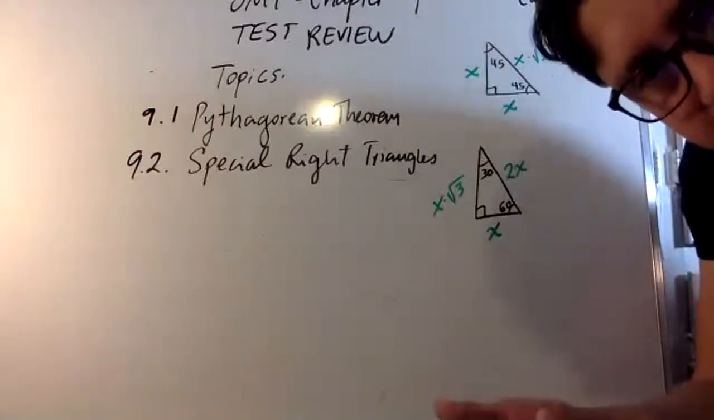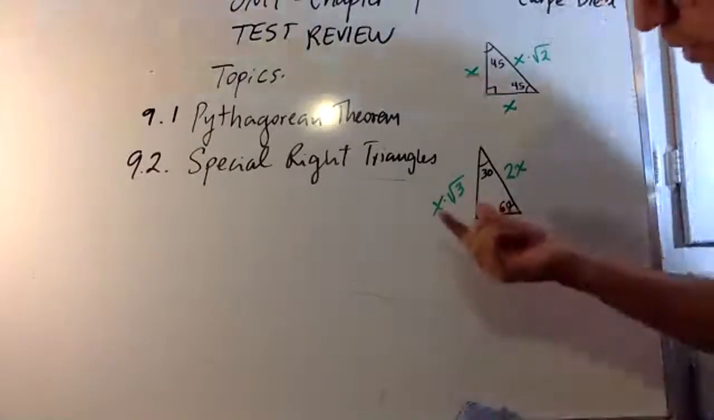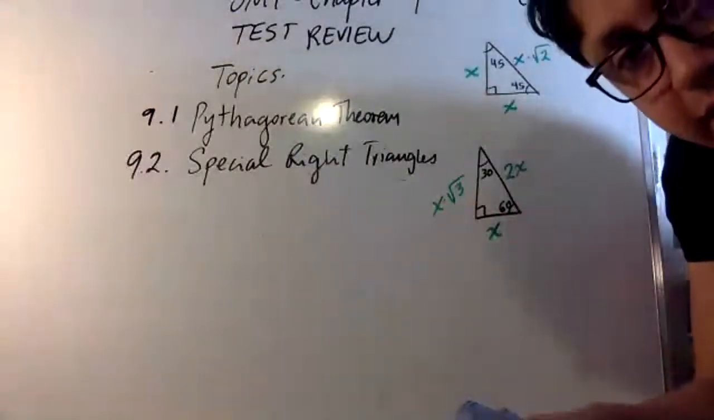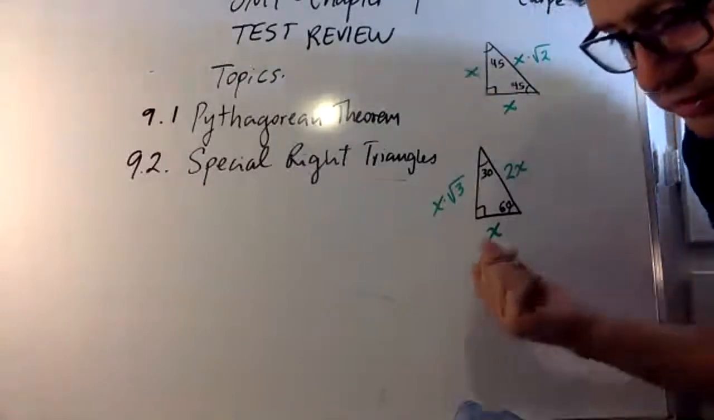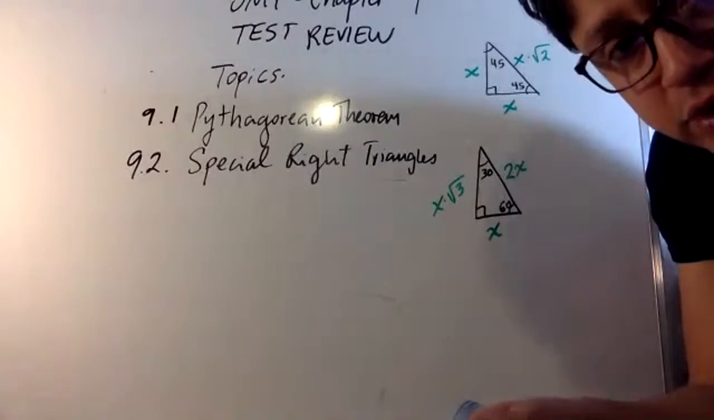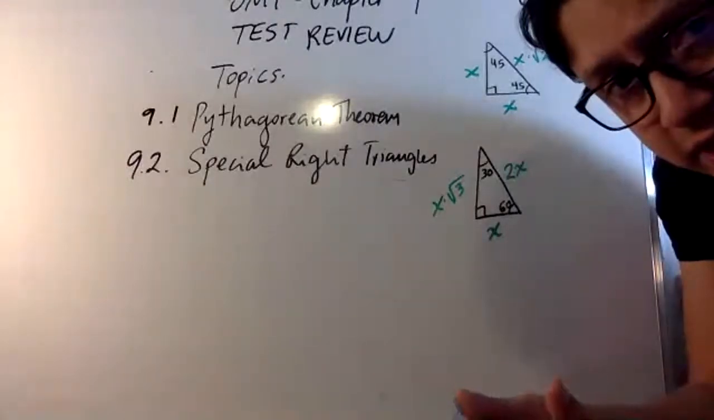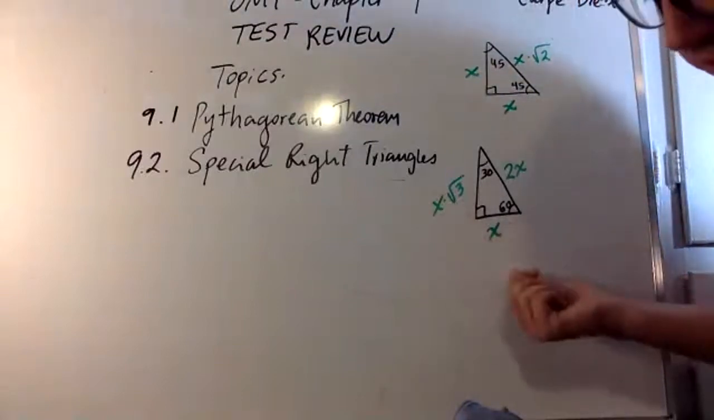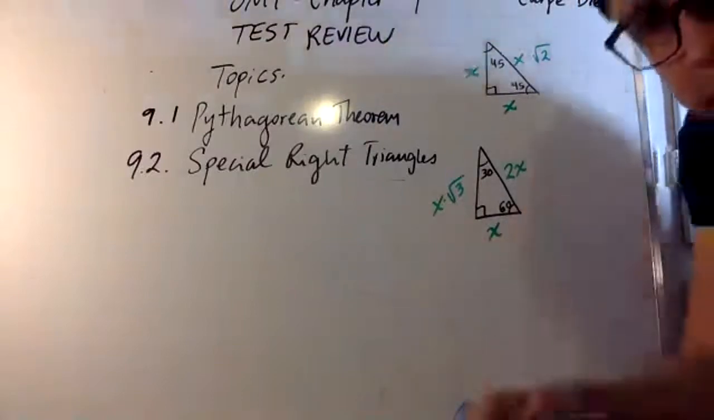Just keep that in mind: if you are given the value of the long leg and you want to find the value of the short leg, the only thing you have to do is divide by root 3 or divide by 1.73. With that, you will find the short leg, and then whatever value you get, if you multiply by 2, you will get the hypotenuse.